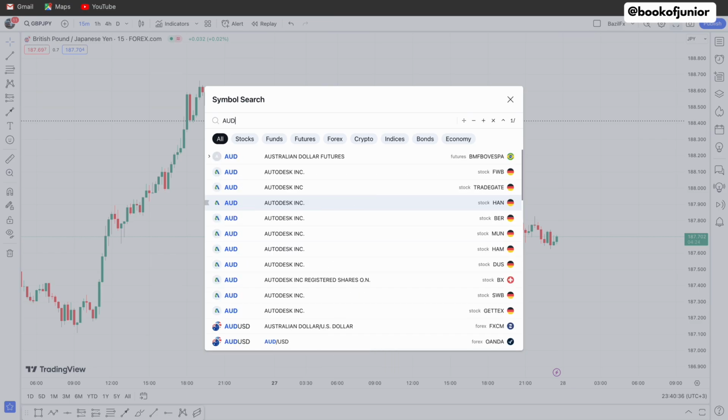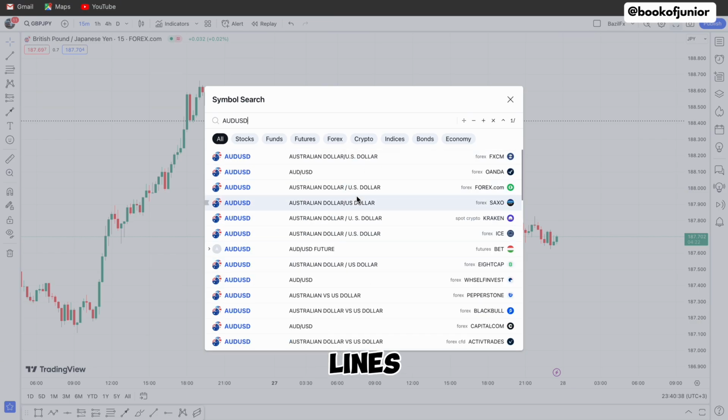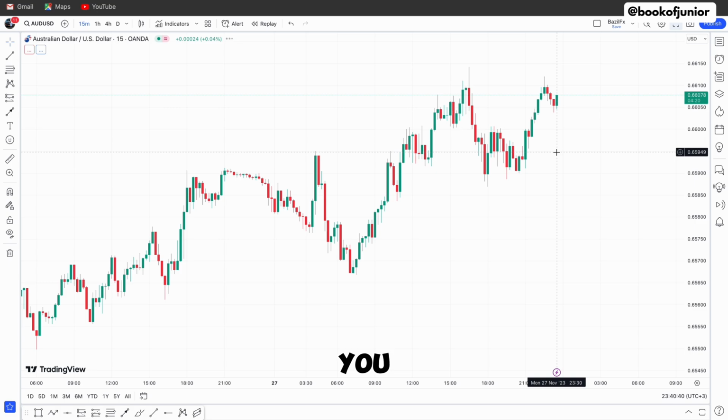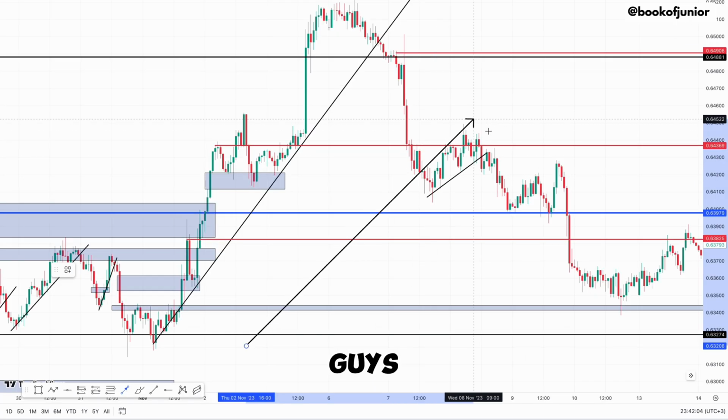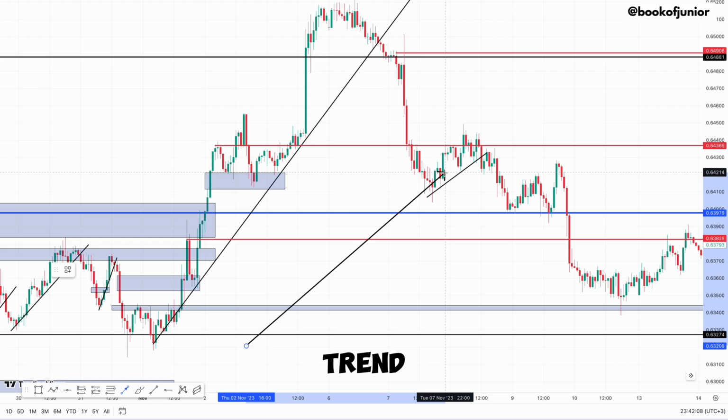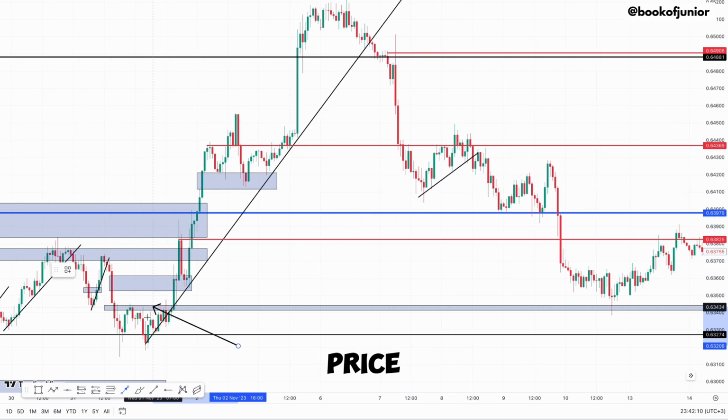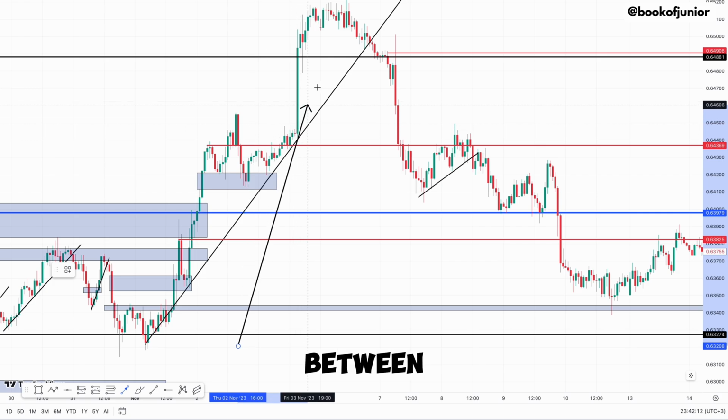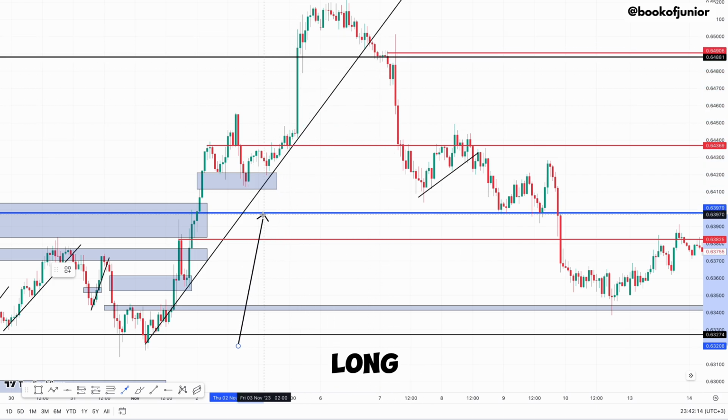When I tell you the power of trend lines, guys, believe me, there is too much power in trend lines. Look at this. This is my AUD USD. I've been trading trend lines. Look at this. Price goes up. It's bouncing in between. I'm waiting for price to break my trend line, as long as I see price ranging while going up.